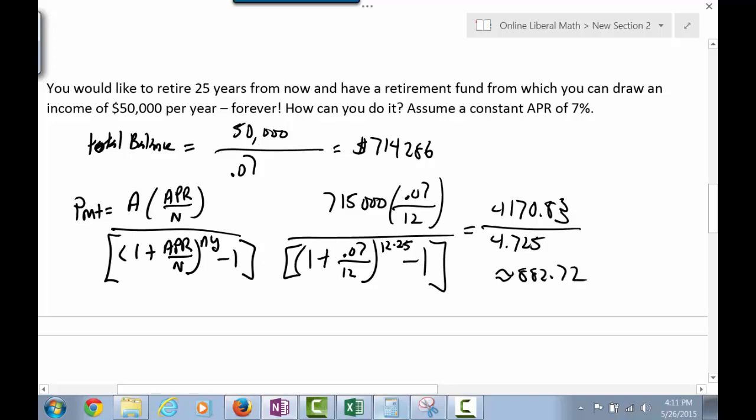So if I'm able to set aside almost $900 a month for 25 years, then I will have that dream goal of 715,000 sitting in an account that I just live off of earning interest. Yay! Let me run over to Excel then.